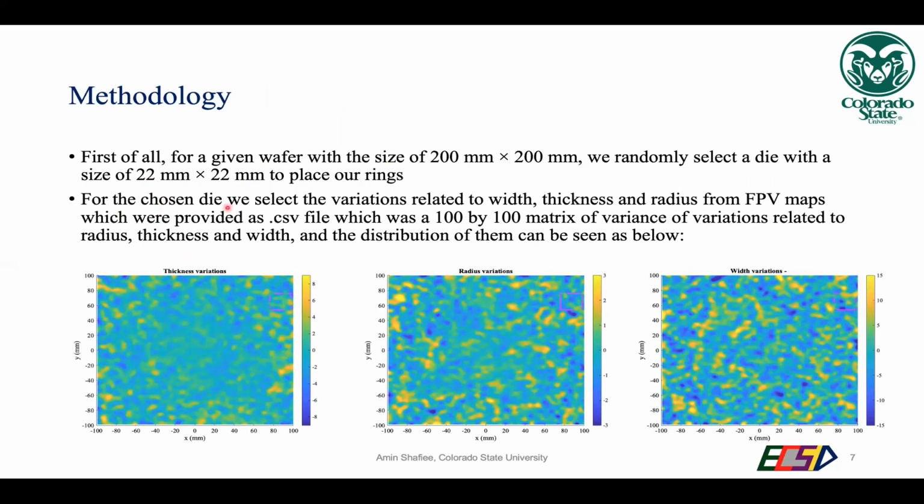Then for the chosen die, we select a variation related to the width, whose color map is shown here, and the radius and the thickness that we have here, which were initially provided as a .csv Excel file. It was a 100 by 100 matrix of the variations related to the radius, thickness, and width, and the distribution of them, whose color maps can be seen here. So till now, we have a selected die on the wafer.